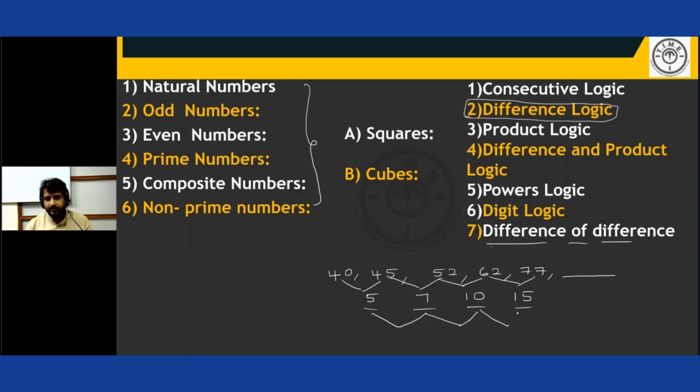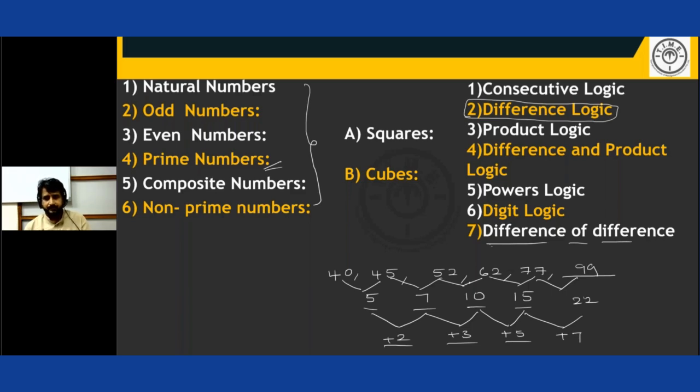When the first difference is not in a pattern, you need to check for the second difference. 5 and 7, plus 2. 7 and 10, plus 3. 10 and 15, plus 5. So plus 2, plus 3, plus 5. What pattern does this come under? Consecutive prime numbers. After prime number 5 is 7. So 15 plus 7, 22. So 77 plus 22, 99 will be your answer. This is what we call difference of difference.